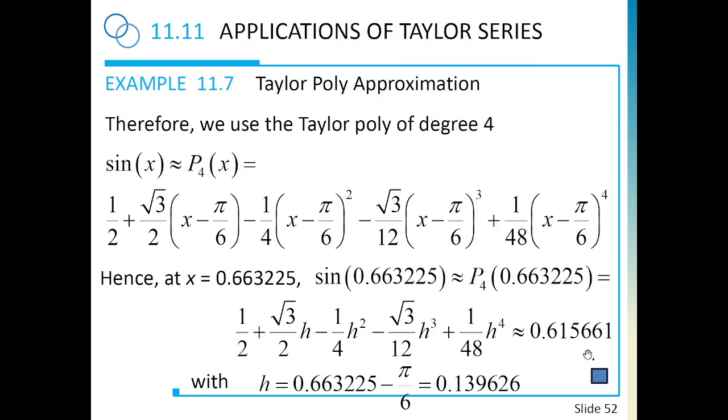So that's how you actually use the Taylor polynomial of a given degree to approximate a function at a certain point. Basically you use your Taylor polynomial centered at, in this case, pi over 6, and we are obviously close to pi over 6 with 38 degrees, and the approximation is quite good in this case with polynomial degree 4.